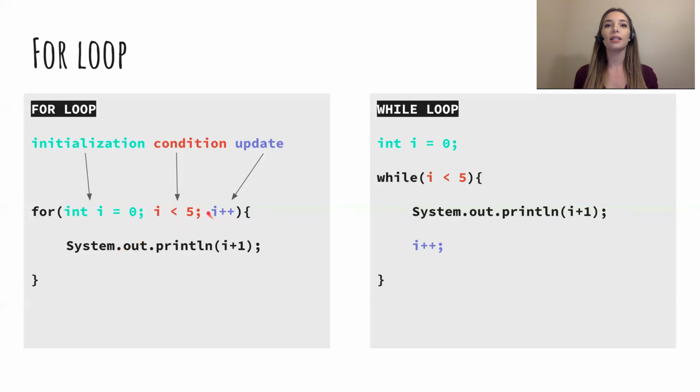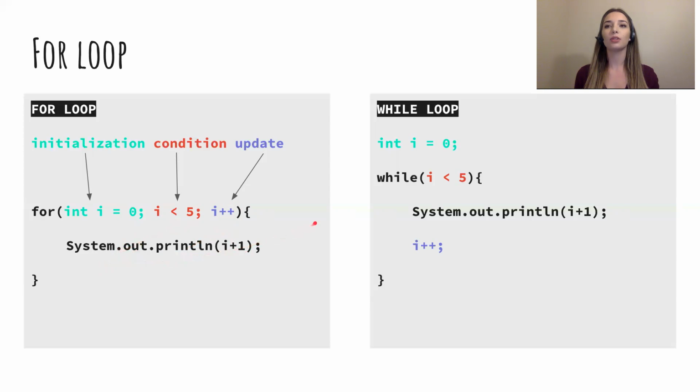And the last part is the update. This is what's going to happen at the end of our iteration. So every time we iterate through the loop, this is going to be the last piece of code that happens. So we do all the code in the loop. We do the System.out.print(i+1). And then right after we do this, we're going to do i++ at the very end.